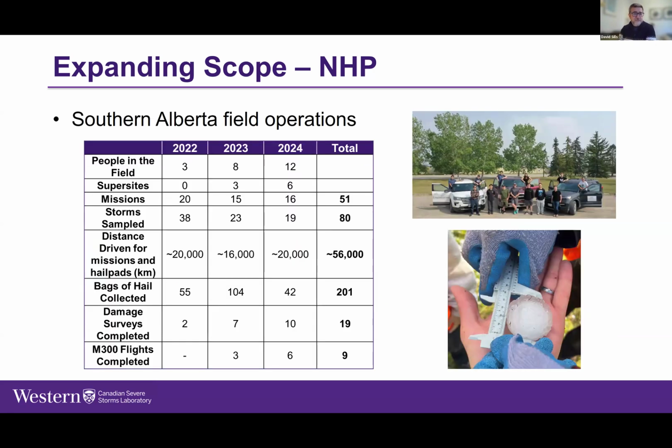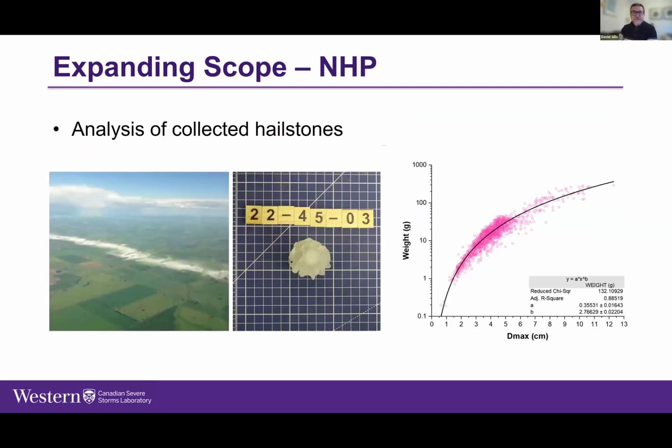We've done a lot of work in the field, basically chasing tornadoes and chasing hailstorms with these teams so we can get behind the storms and collect the hailstones before they melt. Look at the numbers of kilometers driven. We're talking about thousands and thousands of kilometers driven to get these hailstones and complete these damage surveys.